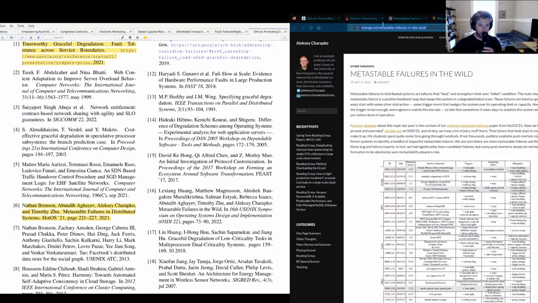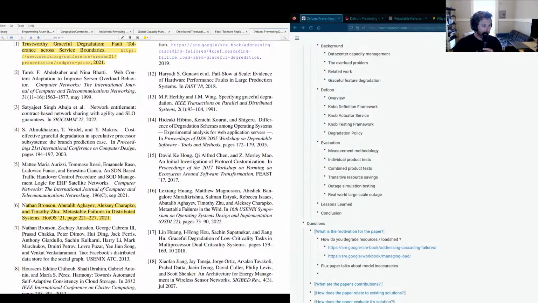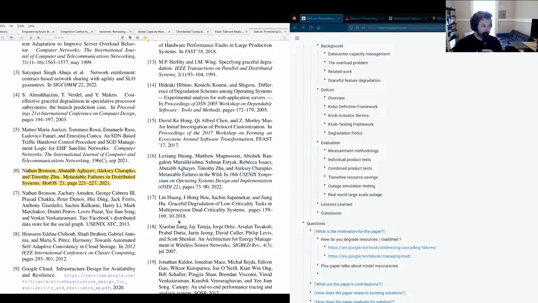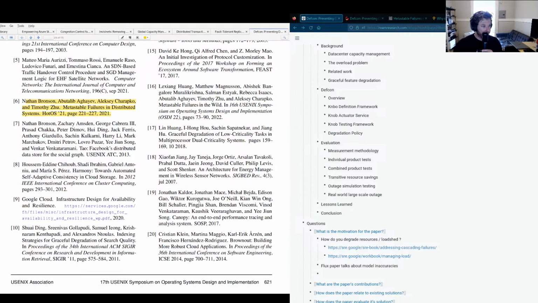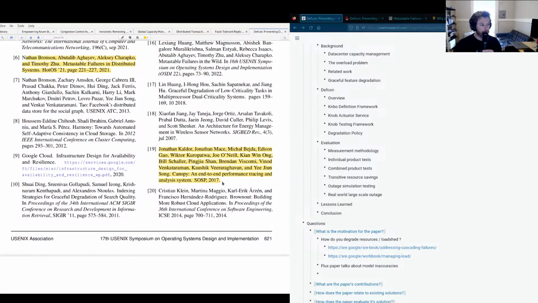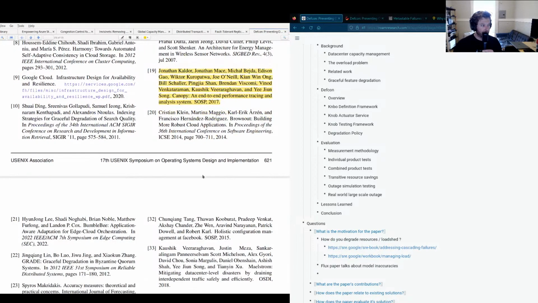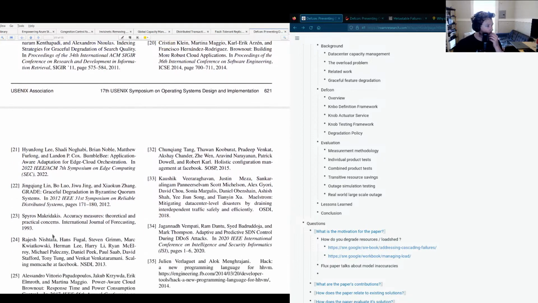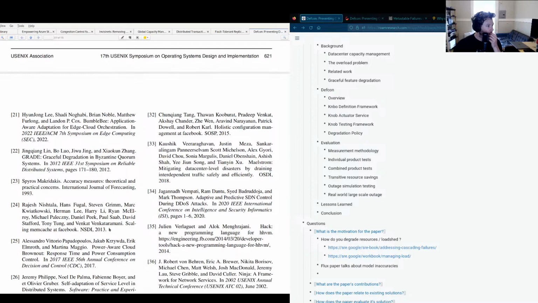Metastable paper. Okay. So anyways, back to what we were doing. So yes, I've read this one. Canopy. That sounds very interesting. Brownout, building more robust cloud applications. Scaling your cache at Facebook. I've written about this on my blog.